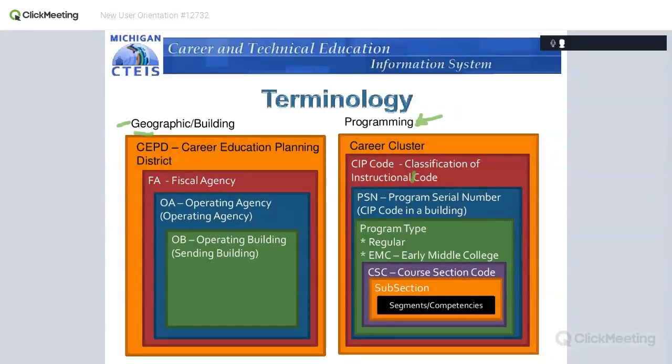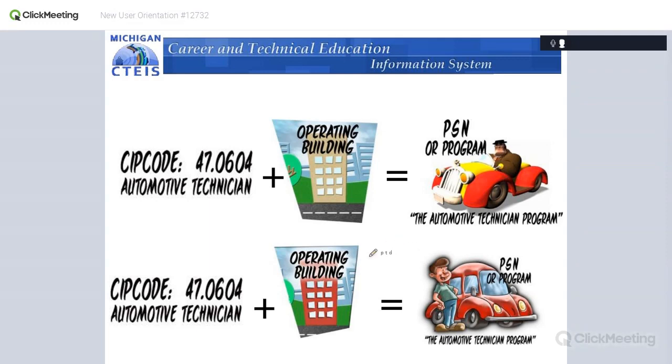All right. So just to talk a little bit more about programs, as I mentioned before, a PSN is the actual implementation of a CIP code in a building. So in this case, you'll have the CIP code 47.0604, Automotive Technician. In building A it will have a PSN that is different than the same CIP code in building B. And so that keeps these two separate and allows us to look at them collectively in terms of automotive programs, but it also allows us to separate them and view them based on their own buildings or in the building hierarchy.